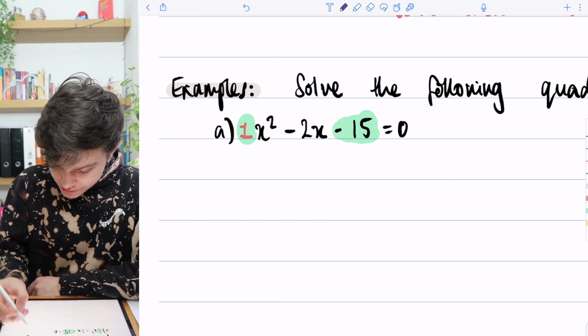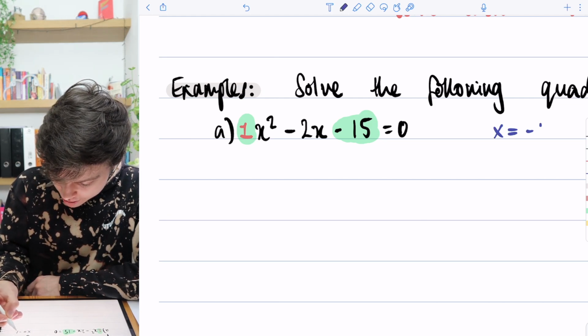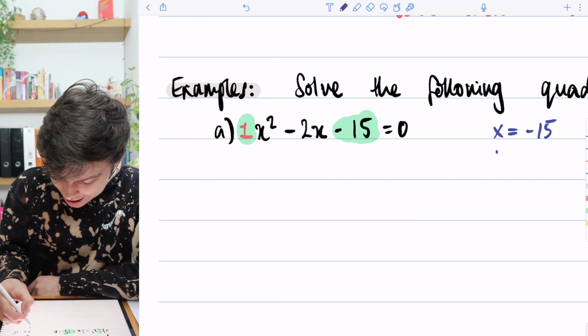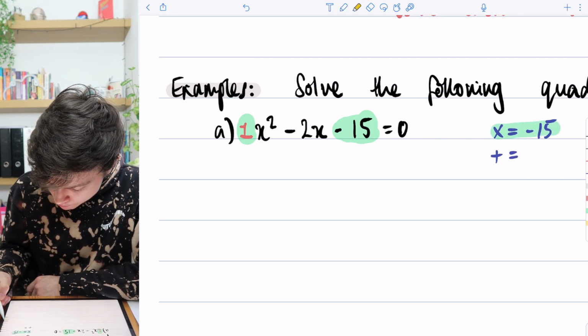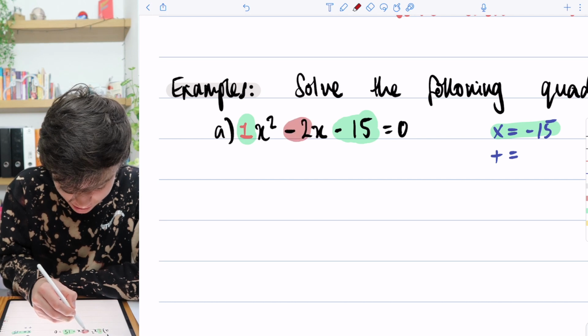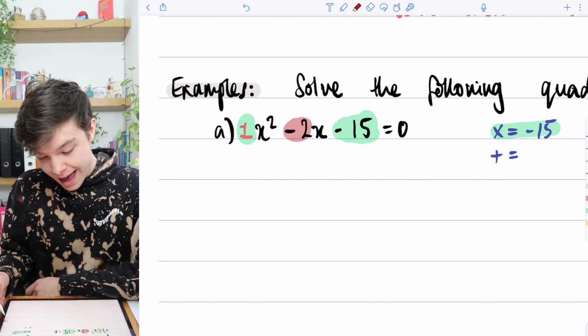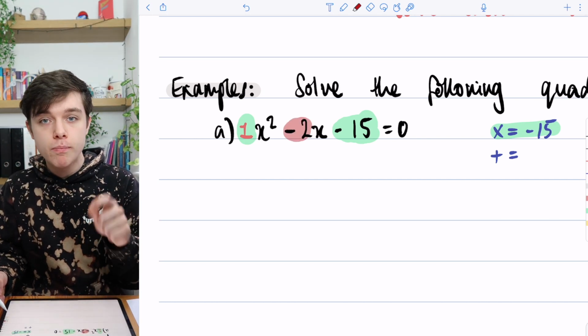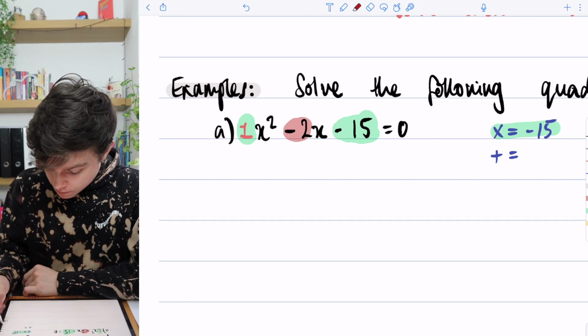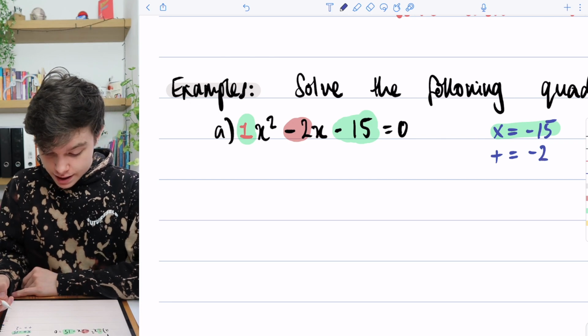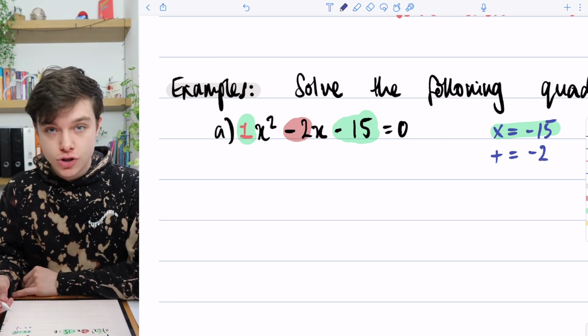So I need 2 numbers that times to give me minus 15 and add to give me, and I'll write that in green, that's where that comes from, and in red, times to give me the coefficient of x. Remember, coefficient is just the number in front of x, so the coefficient of x is minus 2. So times to give me minus 15, add to give me minus 2.